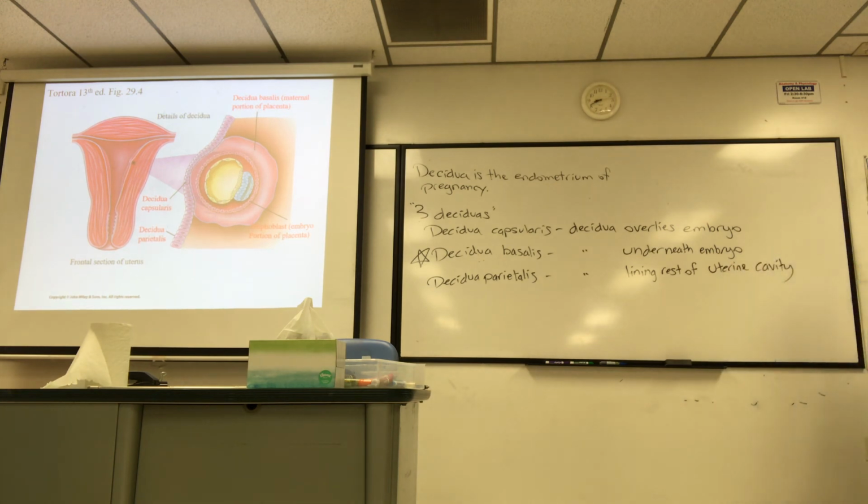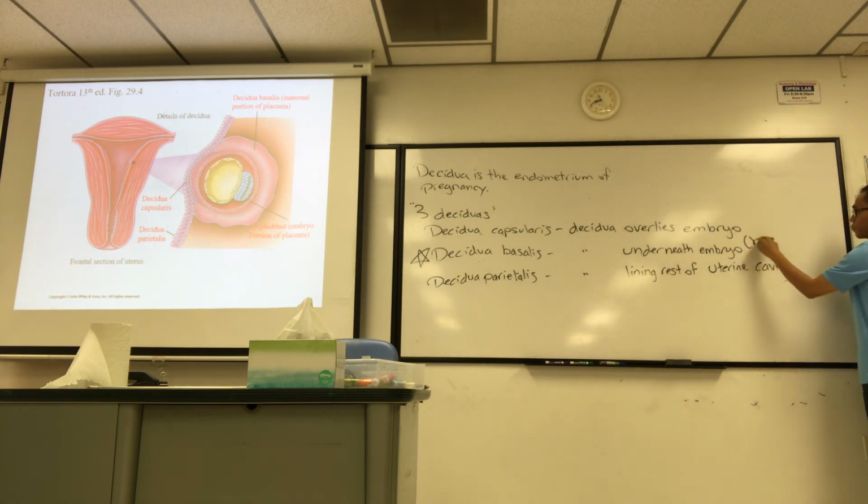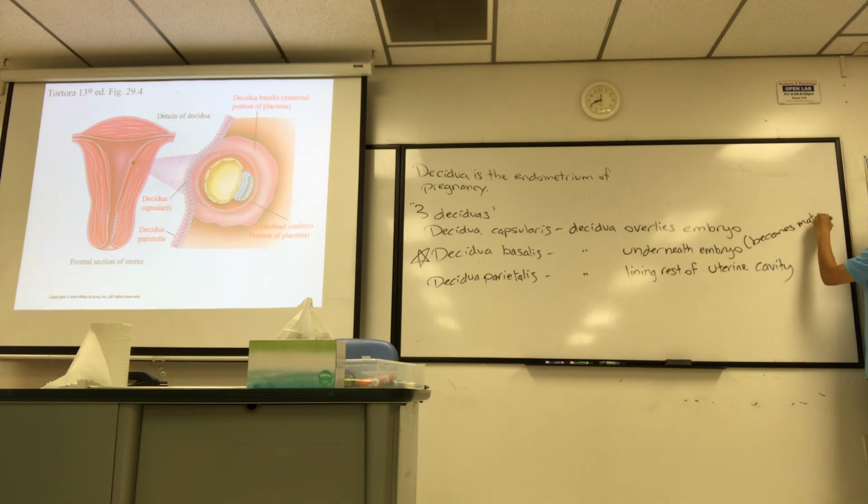Now, the reason why I put a star next to the decidua basalis is that it will actually become the maternal part of the placenta. Now, placenta, that's the lifeline between mom and baby. It's how mom will keep baby alive. It's basically a blood exchange. We'll all talk about it.